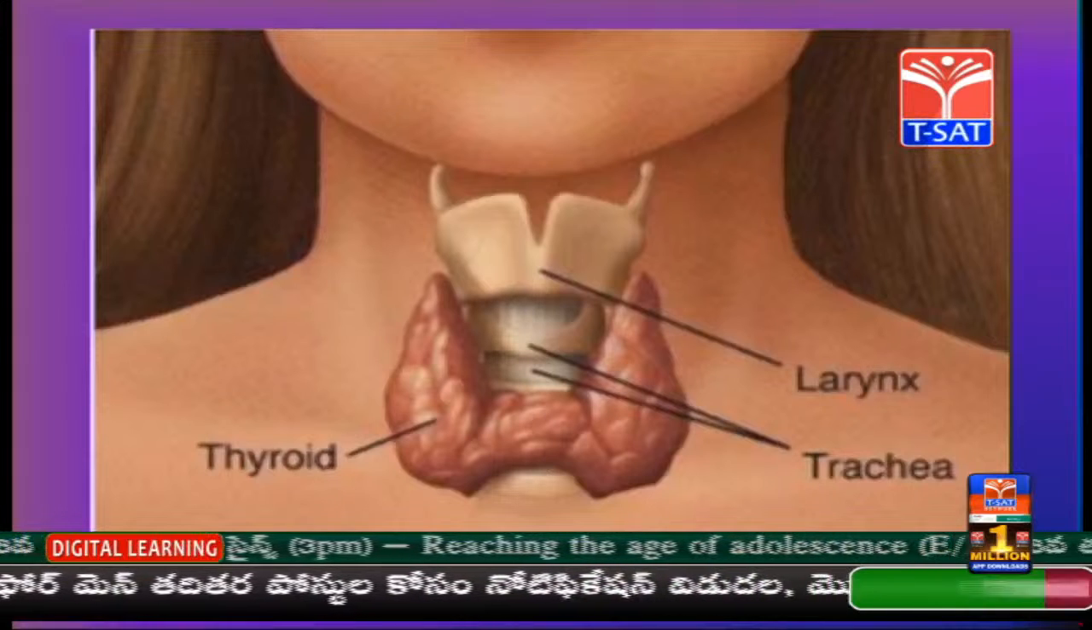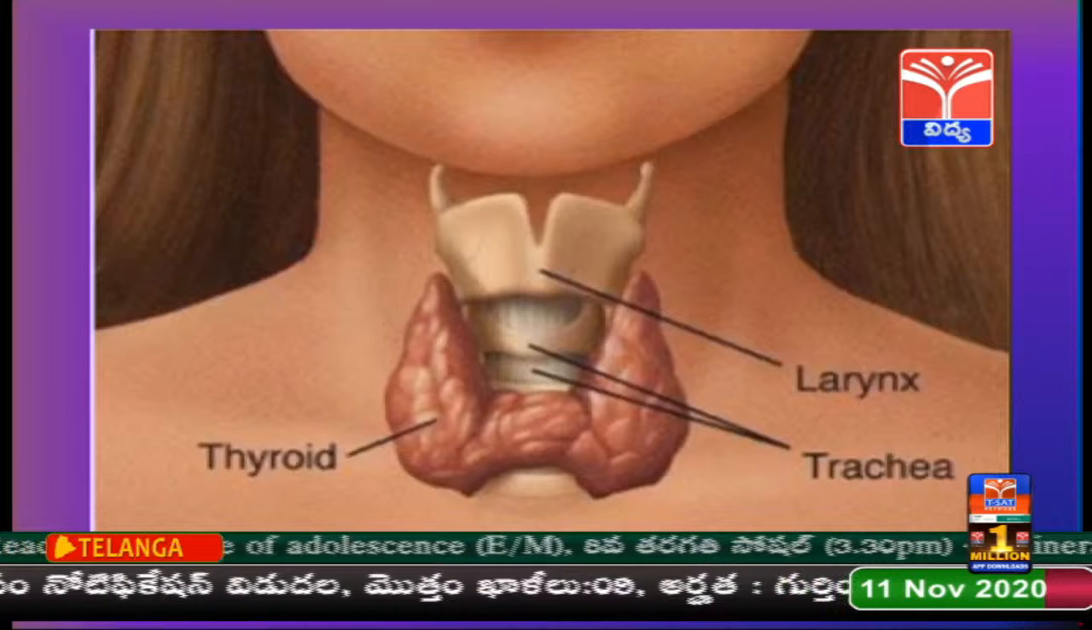Now, the next endocrine gland is the thyroid. You can see this is the throat.